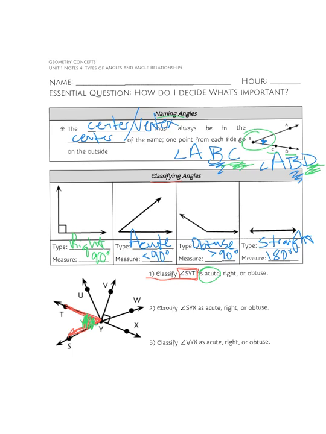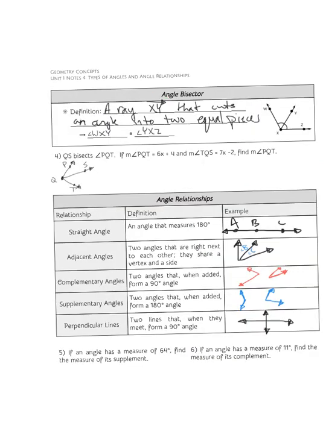Okay, if I went to SYX, see how the Y's in the middle, so that's my vertex? That would be an obtuse angle. Then this last one here, V is up on top, VYX. So that's your example of a right angle. And that box there means perpendicular, and that also means 90 degrees. So always remember that.